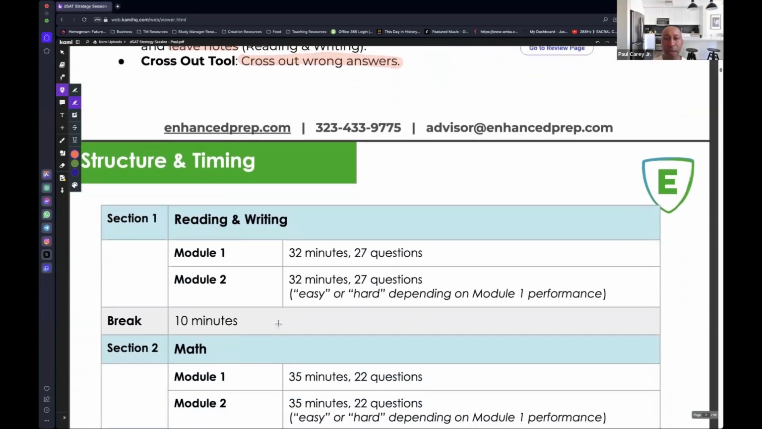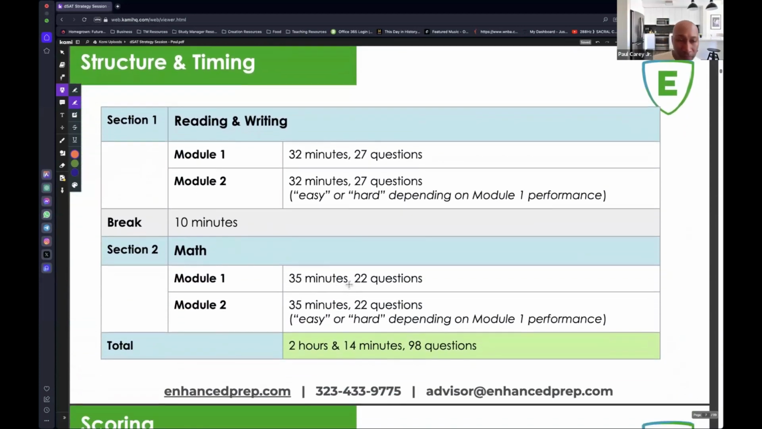Okay. As far as structure and timing, we already said that there's 2 modules. The first module is going to be 32 minutes with 27 questions. And then there's going to be module 2 that also has 32 minutes with 27 questions. As we said before, there's going to be the easy portion as well as the hard portion. And this all depends on how you do on module 1. Okay? After that, you're going to have a 10-minute break.